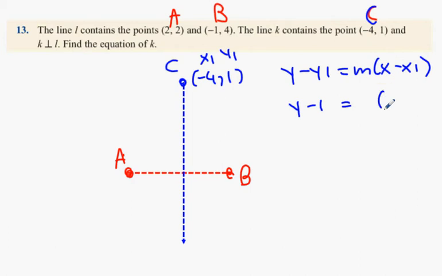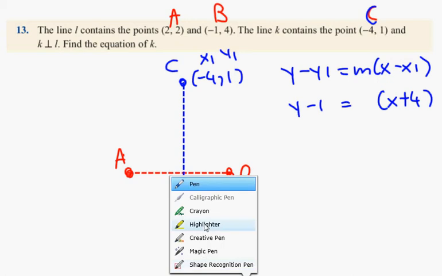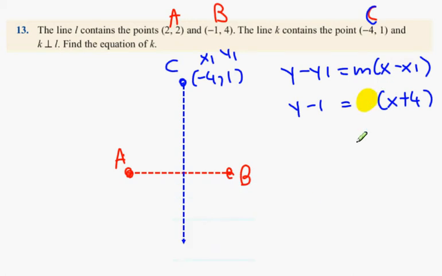And you get marks for this, by the way. You get marks just for doing that. What are we missing? We're missing the slope. Are we able to get the slope of this right now? Why? We only have 1 point. It's not good enough. So we're going to look elsewhere.